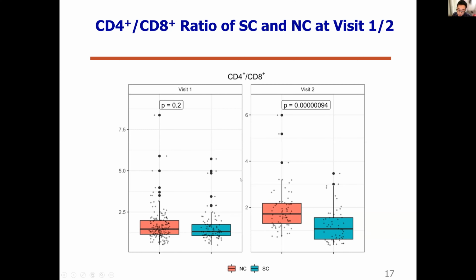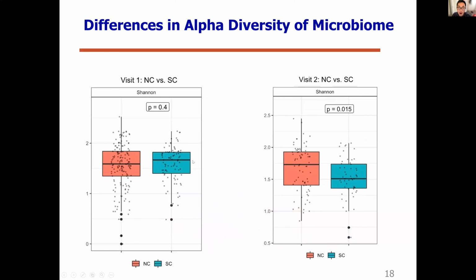However, this means we can only see the change at visit 2, and we are not able to see the change at visit 1, which means this biomarker cannot serve as a predictive biomarker, because at visit 1, the CD4-CD8 ratio tells you nothing.